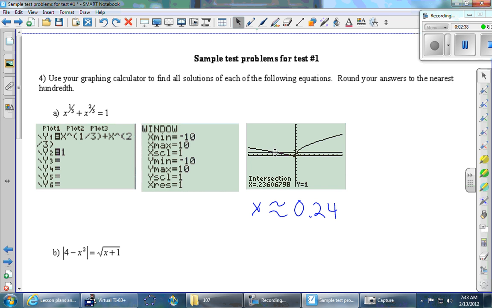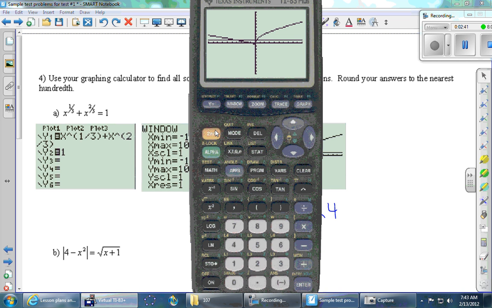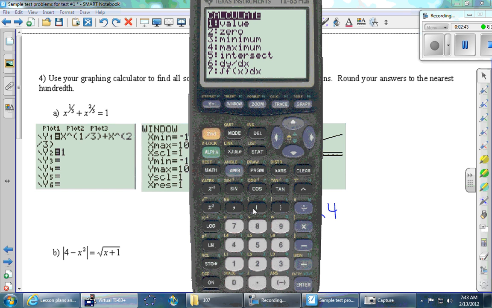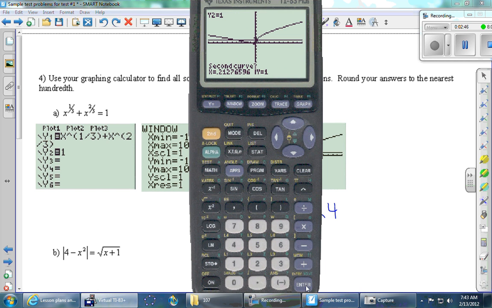And then to find the other point of intersection, which was around here, we have to do the same process again. Second and then calc, and then number 5 is intersect. First curve, you hit enter. Second curve, you hit enter. For the guess now, if you don't change the guess, it's going to find you the same point of intersection. So we need to move the cursor over here to the left. You could keep hitting the left arrow, or if you get annoyed at hitting the left arrow, you can actually type in a value of x that's somewhere close to the answer. Looks like the answer is right around -4, -5 maybe. So I'll just type in -5. And that way you don't have to hit the left arrow a bunch of times. And it looks like the answer here is about -0.2 and then rounded to the nearest hundredth, 0.24.